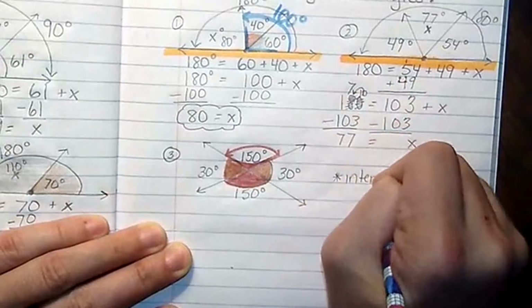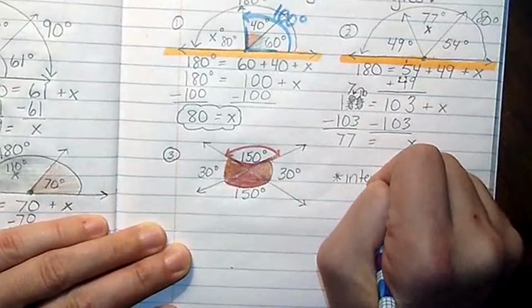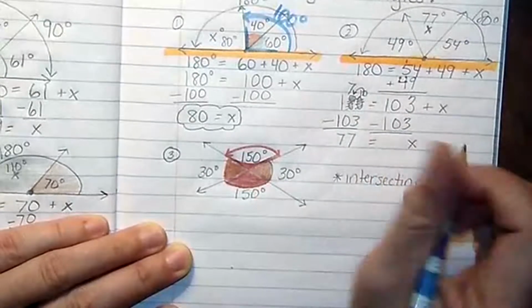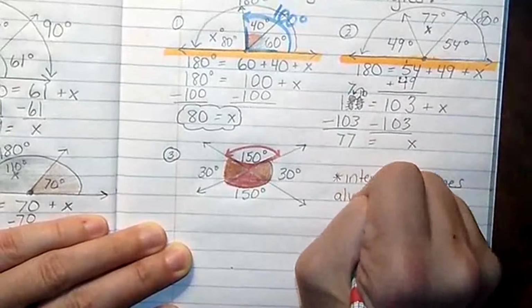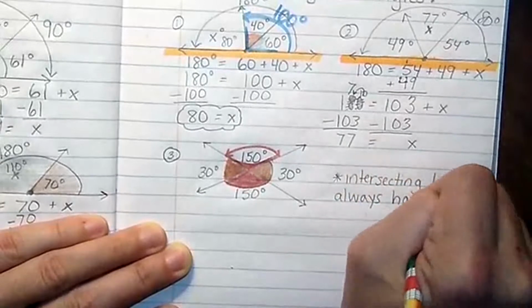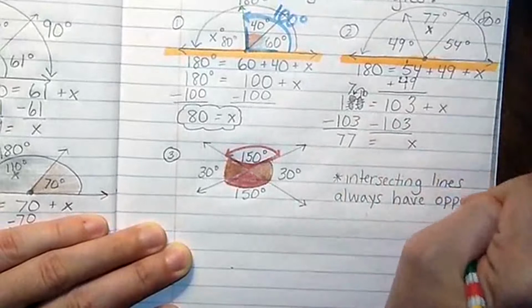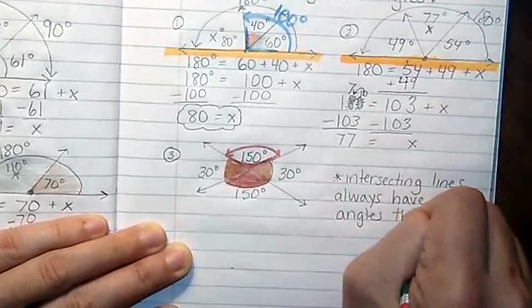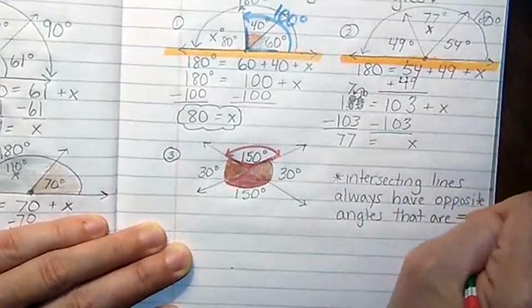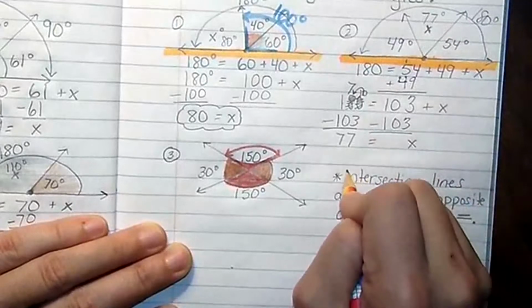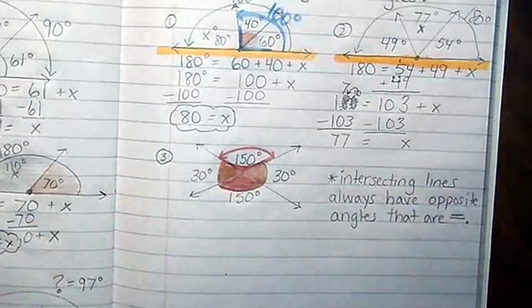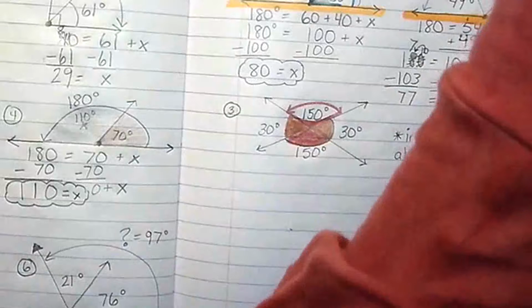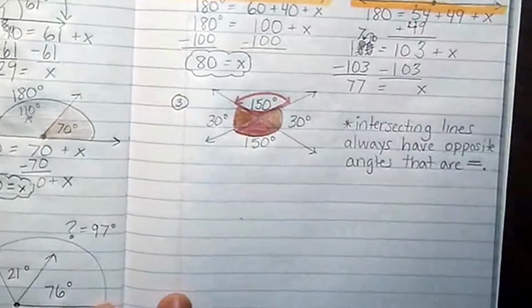Intersecting lines, make these, of course, intersecting lines, always have opposite angles that are equal. Intersecting lines always have opposite angles that are equal. Sorry, guys.